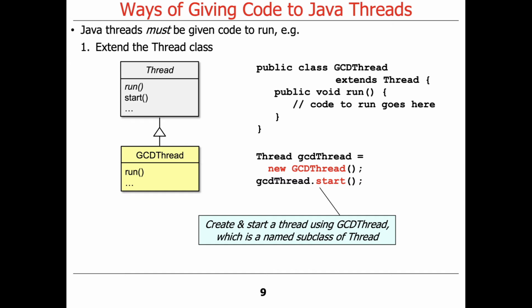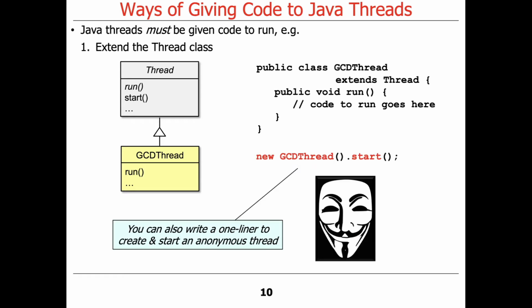Once we have ourselves the GCD thread, then we can make a new instance of that thing. And in this particular case, the GCD thread knows what to do with run, so we don't have to give it a parameter because it knows what to do. And the run hook method will get called, and when we start the thread object, it will do its thing. It'll call run. You can also write code that does an anonymous thread object. So here we say new GCD thread dot start, and that will actually start and run that thread.